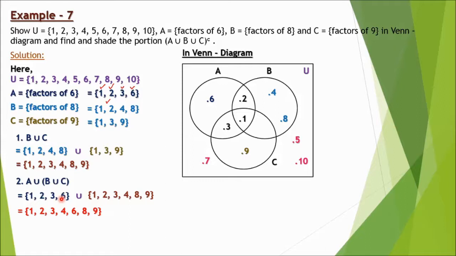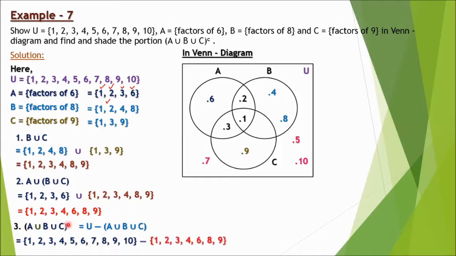Now it's time for complement. (A union B union C) complement. And you know the formula: always U difference this set, without complement. See what is there? A union B union C. So let's write the universal set, difference operator, and 1, 2, 3, 4.